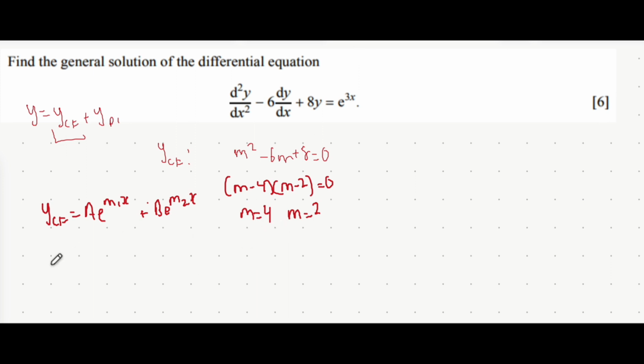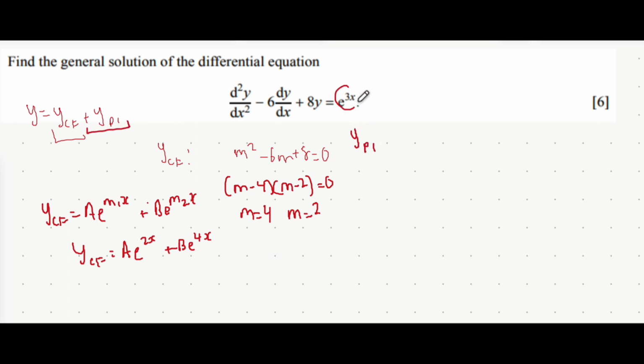Now that we've got these values of m, we can say the complementary function is A e to the power of one of the values of m, it doesn't matter which one you choose first, plus B e to the power of the other value of m, x. We now need to find the particular integral. So how do we go about doing that?